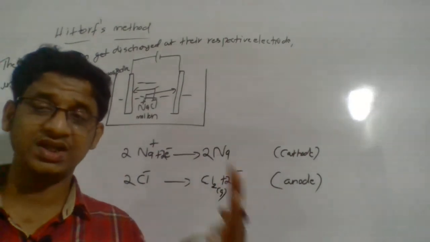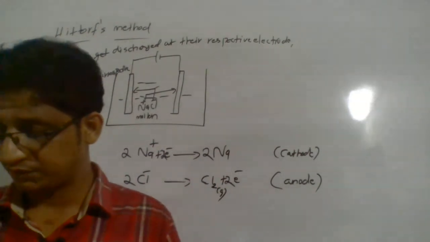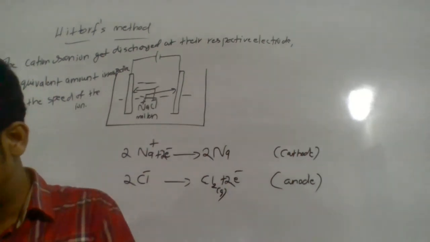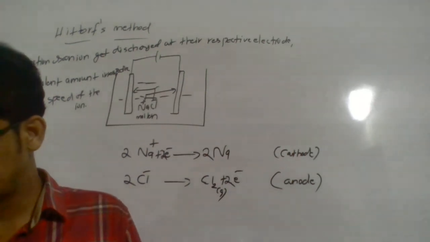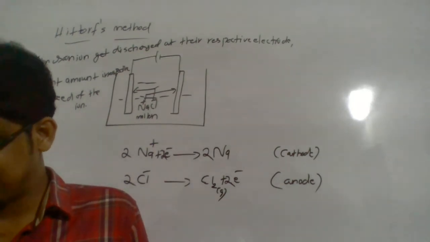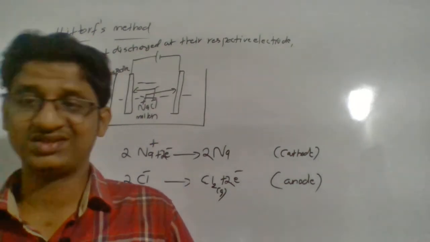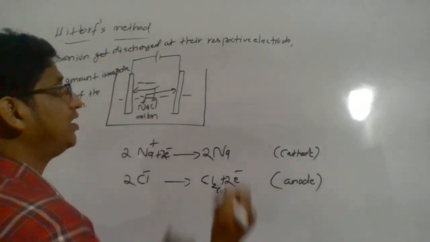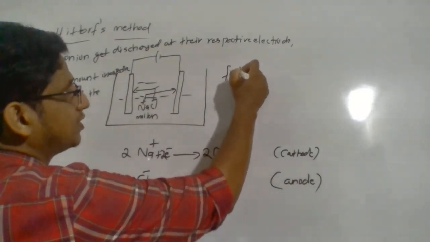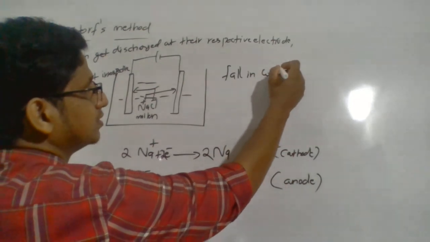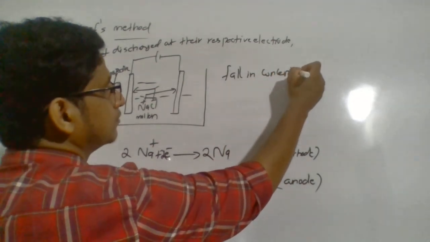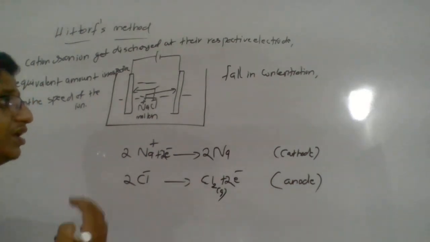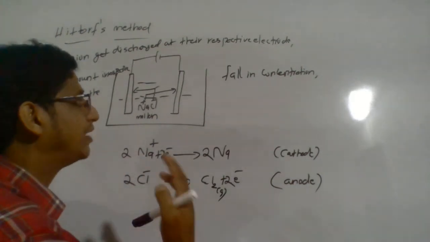Second point. Imagine both cations and anions are there. If only one kind of ion can move, concentration falls around the electrode having the same polarity. In other cases, concentration falls around each electrode. Now the next point, you can relate it to the fall in concentration. Here a new term is coming: fall in concentration.